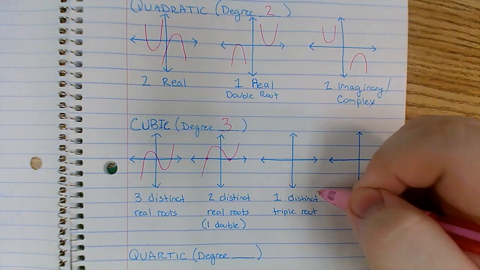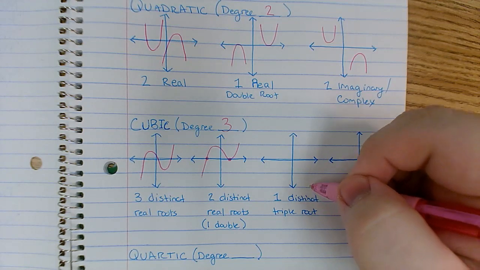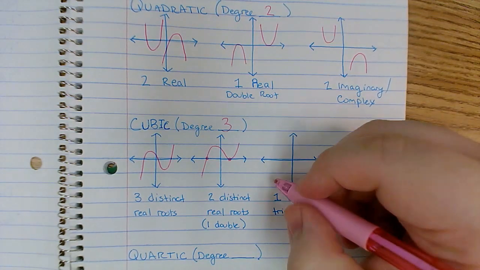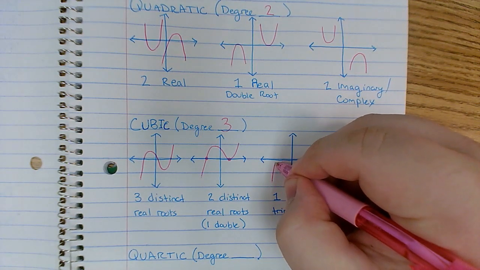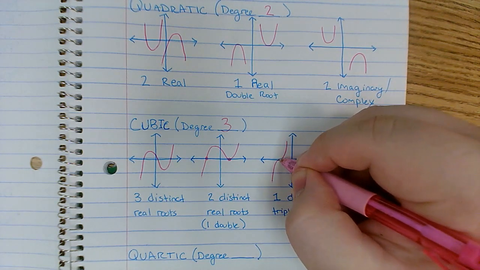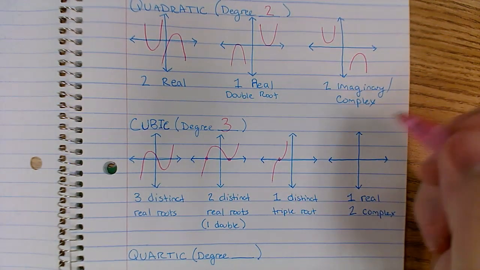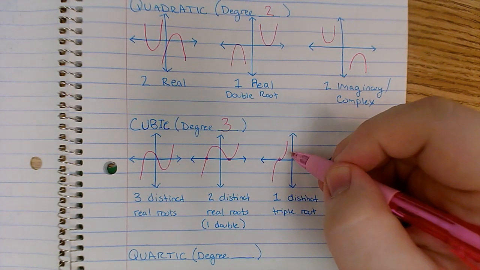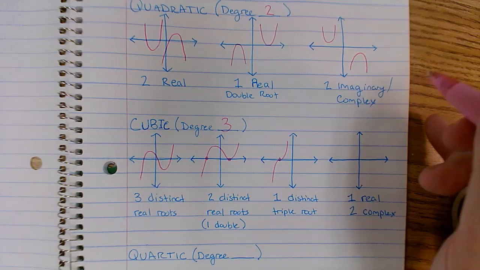One distinct triple root. That's the multiplicity of 3. We've been calling that a squiggly swervy line. It kind of comes up to the side, teeters off, and then picks back up. That point right there where it crosses and it did that weird squiggly swervy thing, that's the distinct triple root.